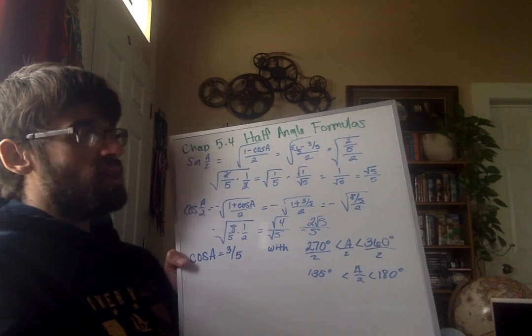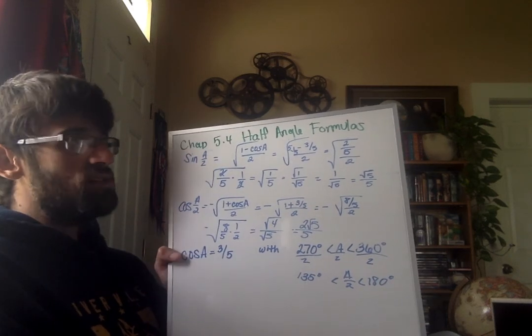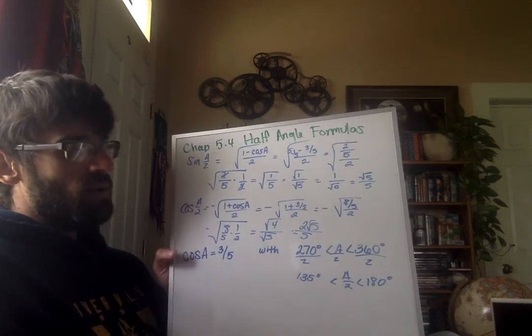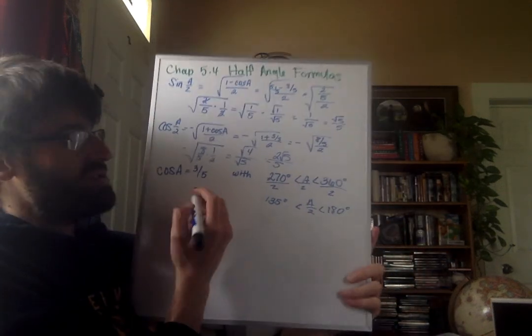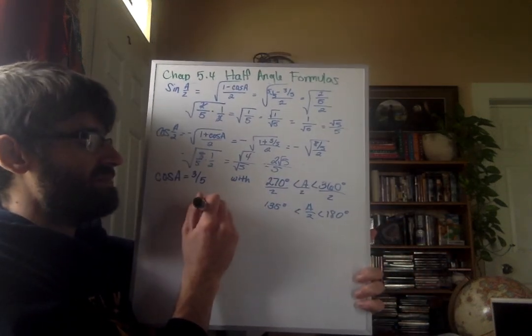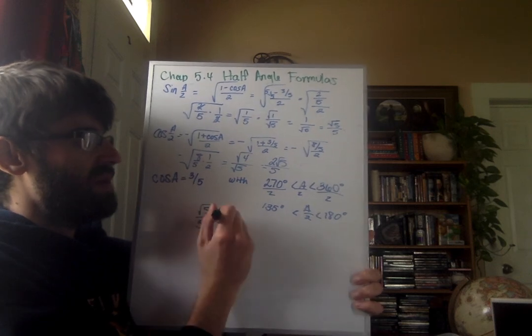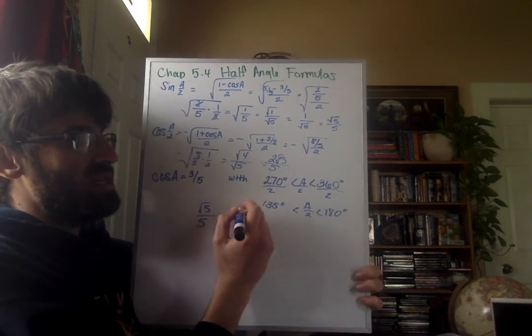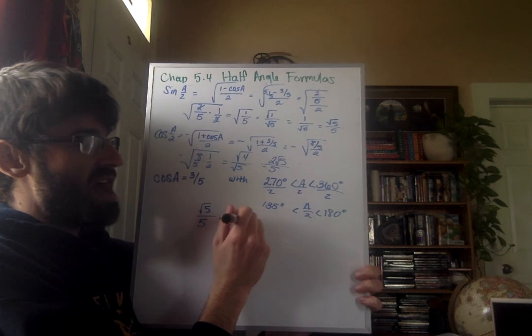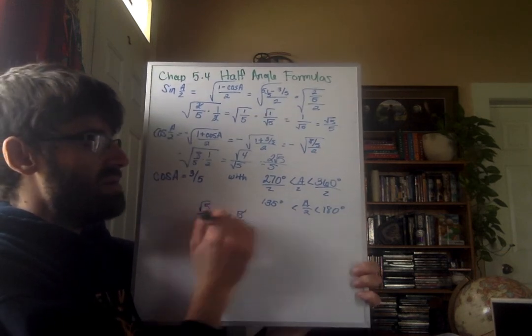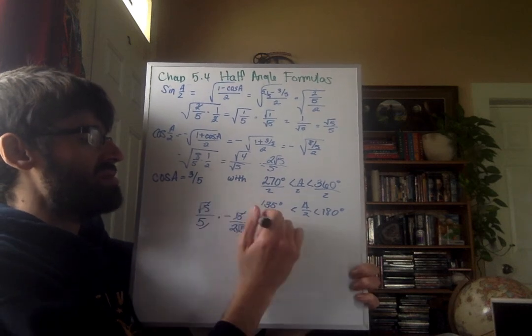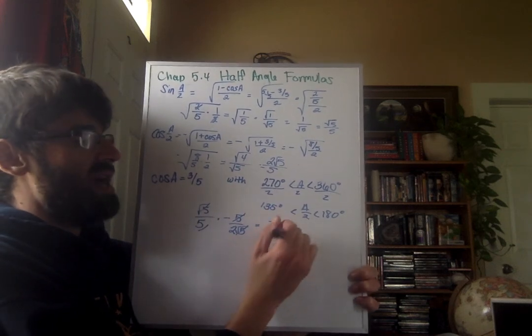Now, the next thing I'm going to do is find the tangent of A over 2. What I'm going to do is just put the sine over the cosine. So I'm going to have the square root of 5 over 5 times the reciprocal of this, which is 5 over 2 square root of 5, negative. Those are going to cancel, and the square roots will cancel, so it's going to be negative 1/2.